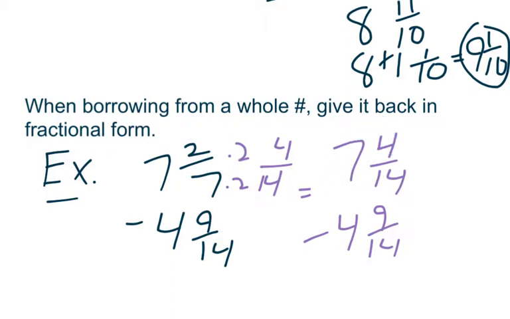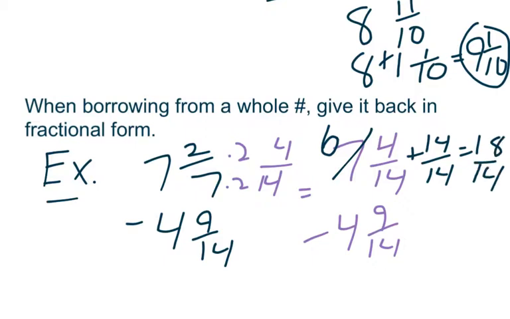When we borrow from the 7, we borrow one whole number, and we play fair. We give it back. It's not like you borrowing a pencil from me. And we give back in the form of a fraction. So look at this denominator, this 14. That tells you what type of a fraction you add back. So we add back 14/14, which makes that 4 plus 14 is 18/14.